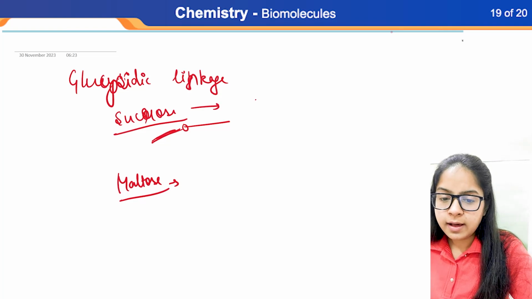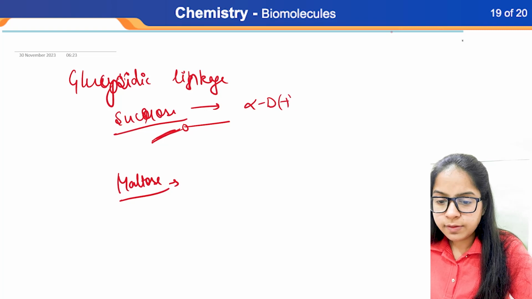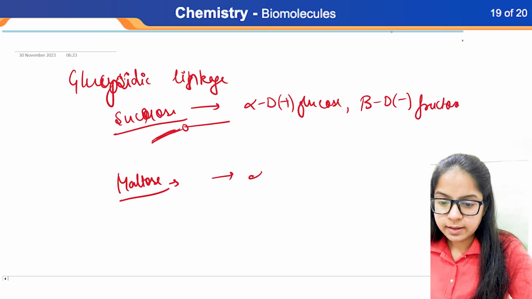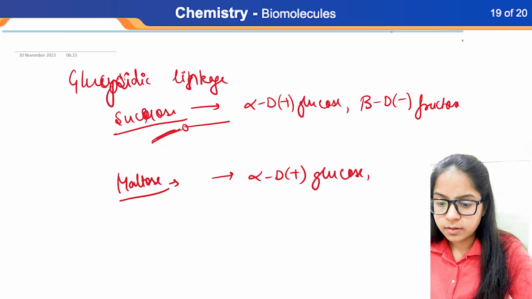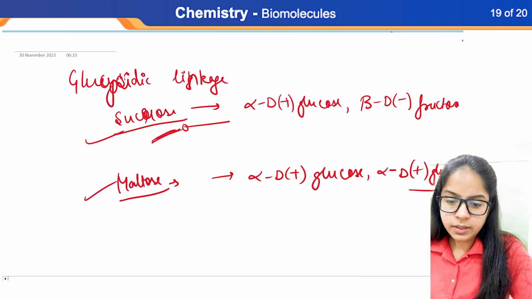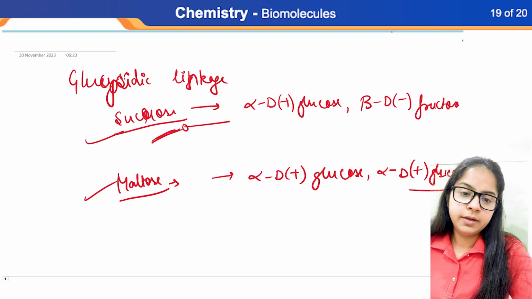Sucrose is alpha D plus glucose and beta D minus fructose. Maltose is alpha D plus glucose and alpha D plus glucose. So this is for the glycosidic linkage in between.